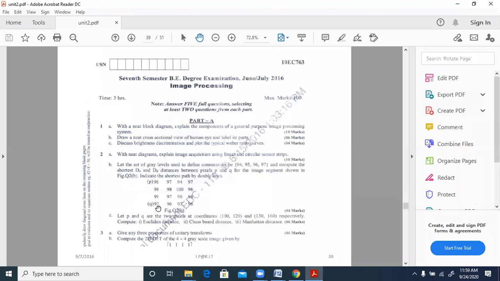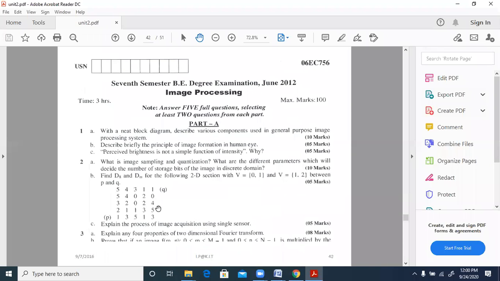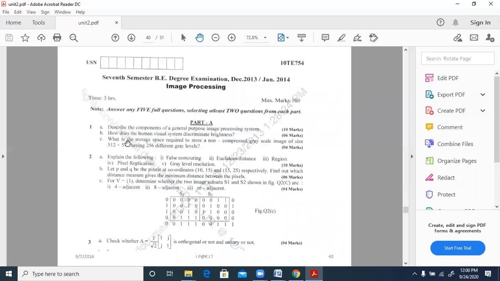So that's the solution for that. And I think problems of that type might be given somewhere. You just see there and try to solve them. Is it given? Yes, here it is given. Storage space required to store a non-compressed gray image of size 512 into 512 having 256 different gray levels, with 8-bit values, will give you 2 to the power of 8.